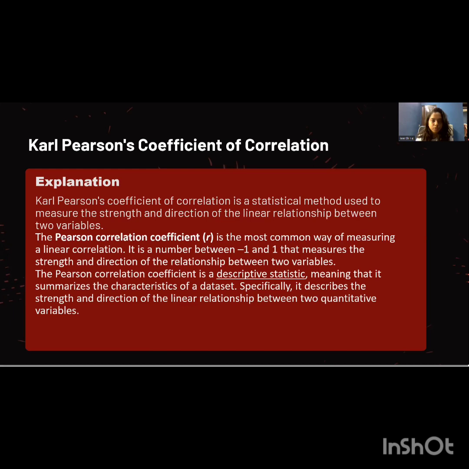Karl Pearson's coefficient of correlation. Explanation. Karl Pearson's coefficient of correlation is a statistical method used to measure the strength and the direction of the linear relationship between two variables. The Pearson correlation coefficient is the most common way of measuring a linear correlation. It is a number between -1 and +1 that measures the strength and direction of the relationship between two variables. The Pearson correlation coefficient is a descriptive statistic, meaning that it summarizes the characteristics of a dataset. Specifically, it describes the strength and the direction of the linear relationship between two quantitative variables.